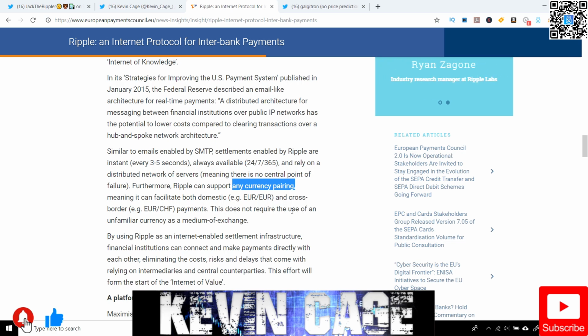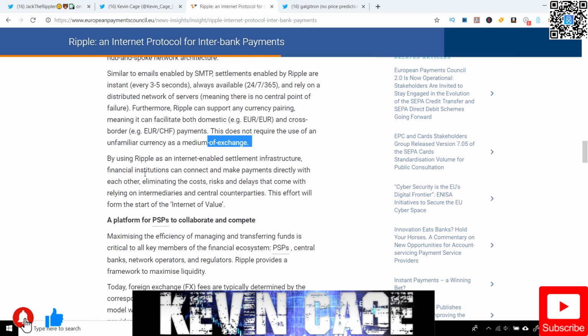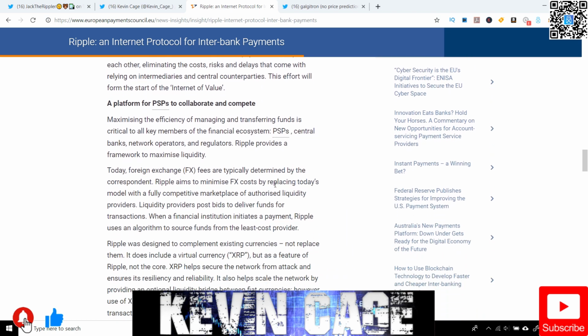So this does not require the use of an unfamiliar currency as a medium of exchange. And exactly as I just said, by using Ripple as an internet-enabled settlement infrastructure, FIs can connect and make payments directly with each other, eliminating the costs, risks, and delays that come with relying on intermediaries and central counterparties. This effort will form the start of the Internet of Value.